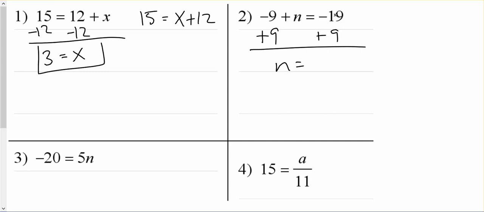Problem 3, negative 20 equals 5n. Well, what's happening to the n? It's being multiplied by 5 here. So we're going to divide both sides by 5. And when we divide by 5, we say these 5s simplify to 1, and we get n equals negative 4.